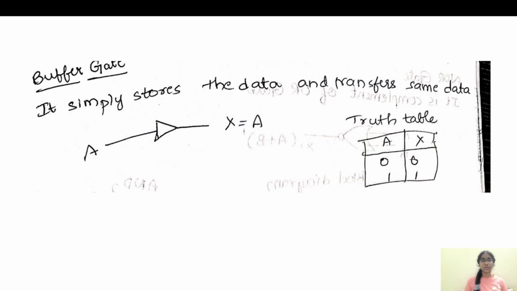Now let's go into universal logic gates. Before we go into universal logic gates, there is a gate called the buffer gate. Buffer gate simply stores the data and transfers the same data. For example, if you give the input as 0, it's going to store the same thing, 0. If the input is 1, it's going to store the same thing, 1. Here we have X, which represents the buffer data, and this is the truth table for the buffer gate.